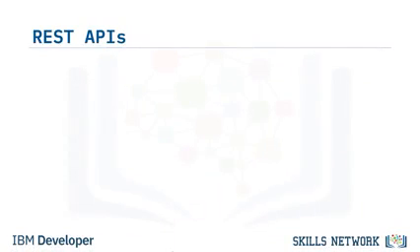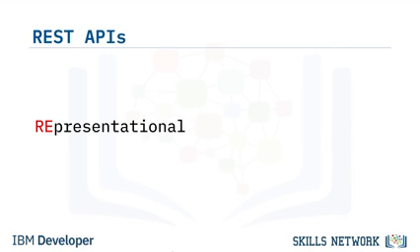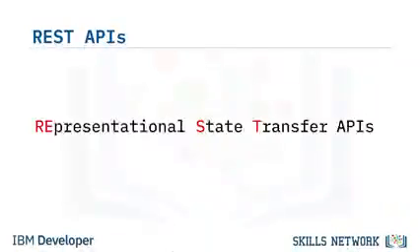REST APIs are another popular type of API. They allow you to communicate through the internet, letting you take advantage of resources like storage, access more data, artificial intelligence algorithms, and much more. The RE stands for representational, the S for state, and T for transfer.